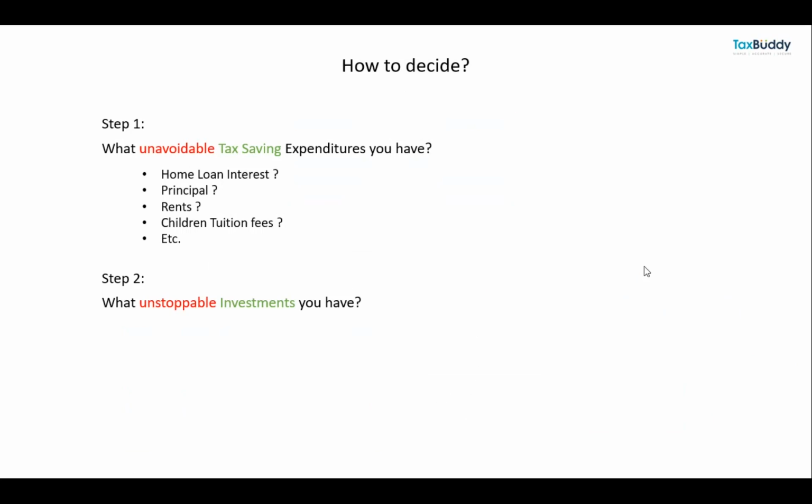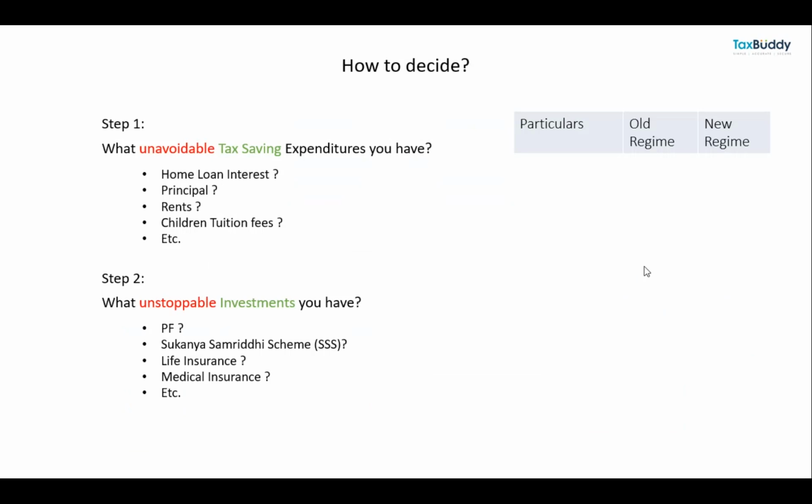Step 2, what are the unstoppable investments you have? These are those investments which you have already committed for, as you need to invest some amount of your income regularly to keep this account active. Examples: PF, Sukanya Samriddhi scheme, life insurance, medical insurance, etc.